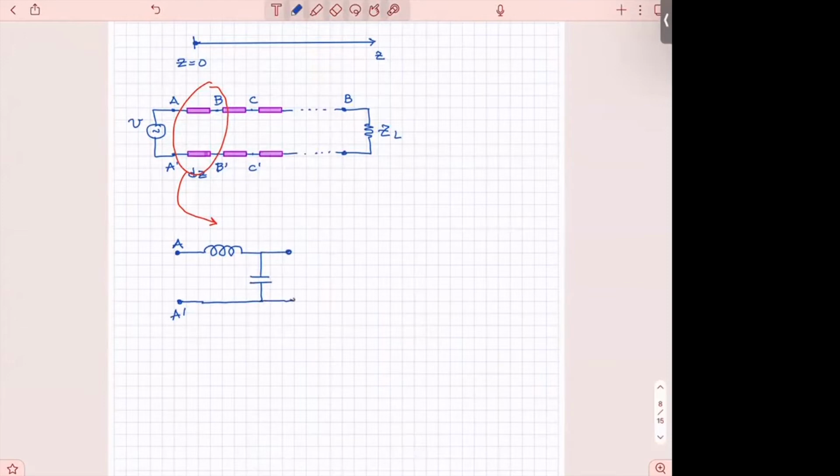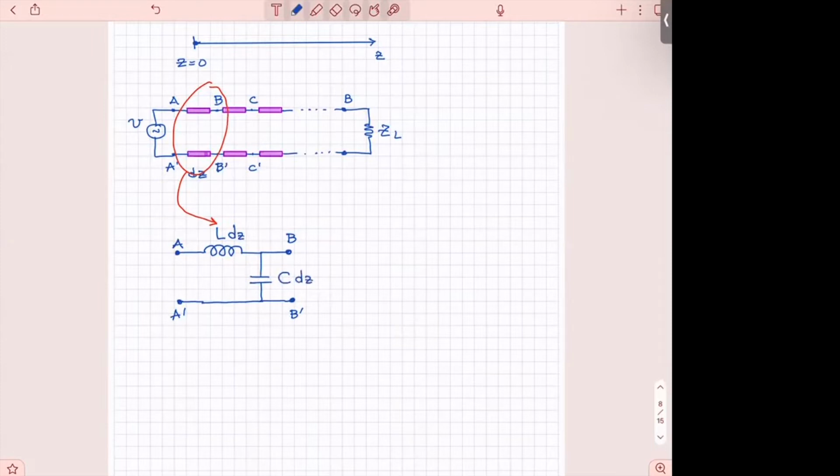All right, it looks big, but practically I have done one more thing in this particular representation. I have also eliminated the length of the line, which is dz. But the length of the line is going to come here because this is going to be the inductance per unit length of the line times dz, and the capacitance of the unit length of the line times dz.